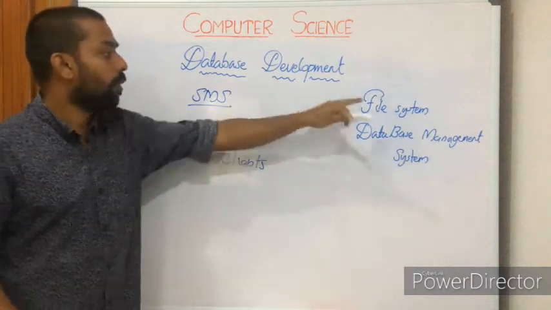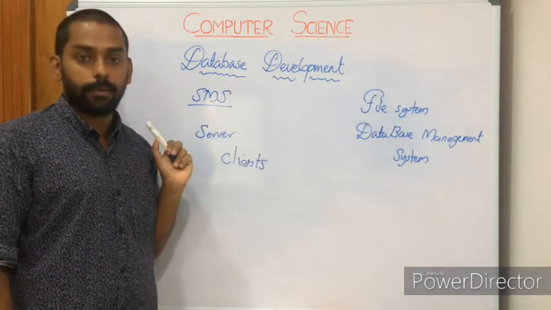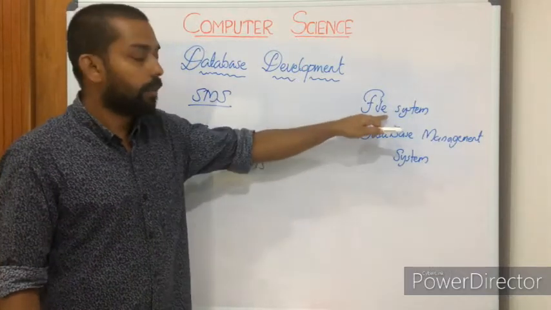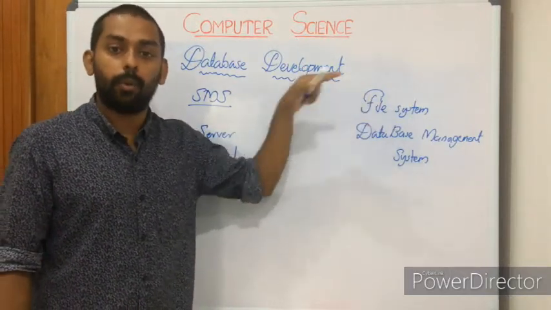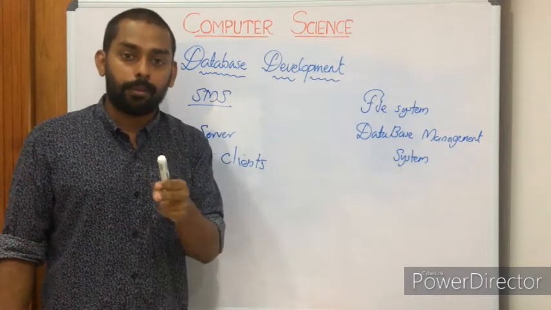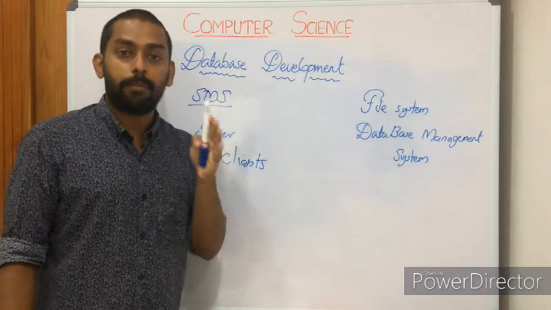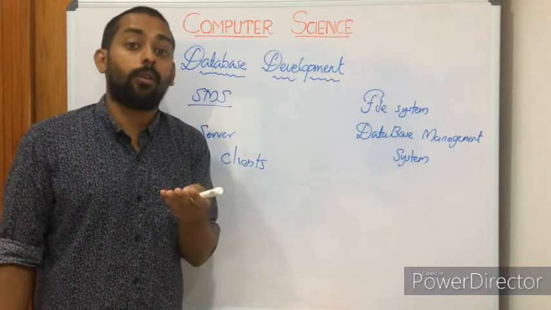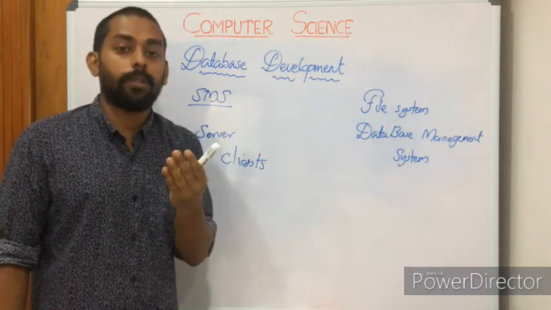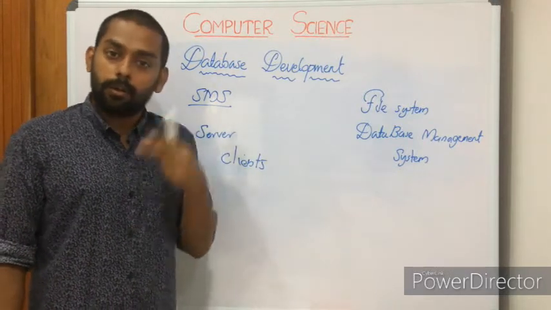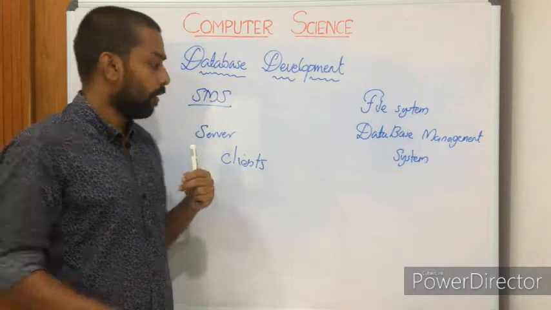So this is all about file system and database management system. As we have seen, these are two methods of storing data. One is file system, which is a conventional way of doing things. It can be paper and pen method or it can be computer based. Then database management system is a pure computer based record keeping system, and data will be stored in only one place. So there will not be any redundancy or inconsistency.